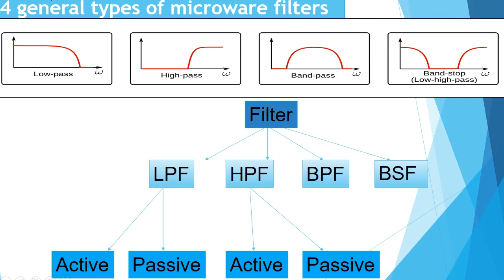These are the four general types of microwave filter, which are low pass filter, high pass, band pass, and also band stop filter. Each general type of filter consists of active filters and also passive filters. For the active filter, the signal power of the passband region can be amplified, and for the passive filter, it does not amplify the power of the passband.